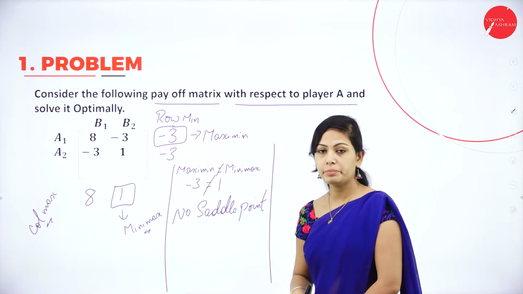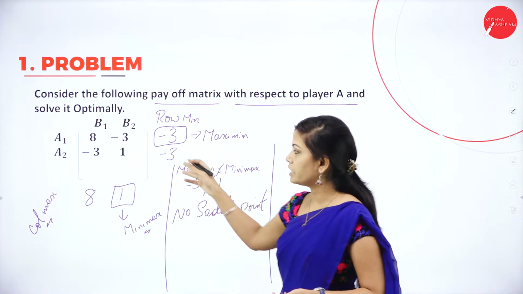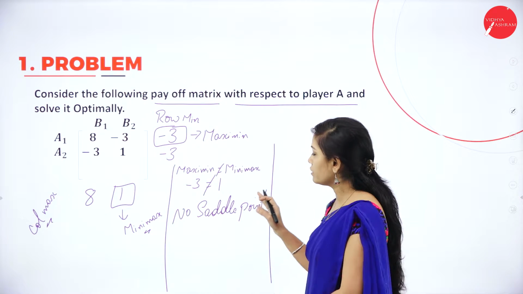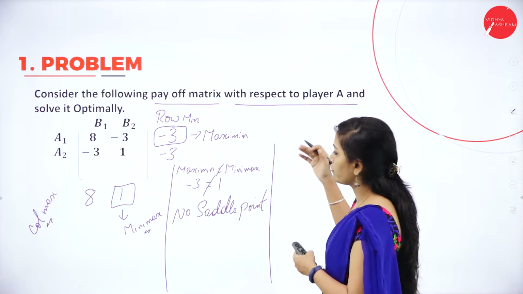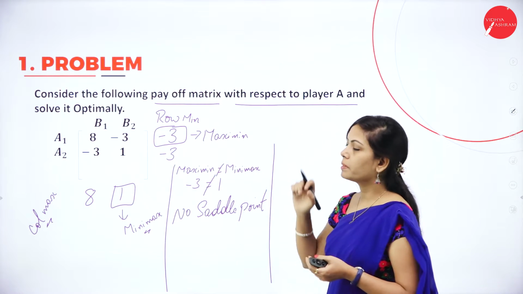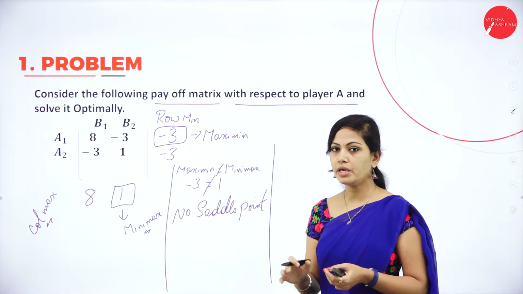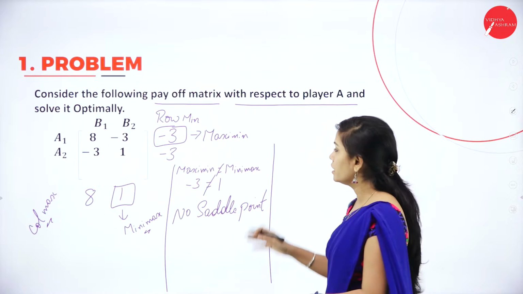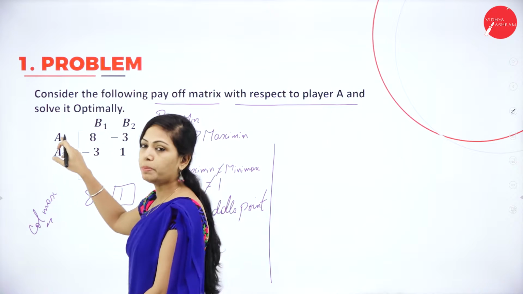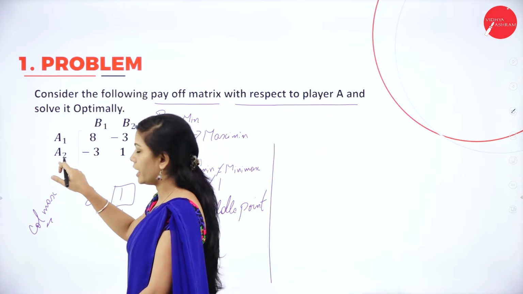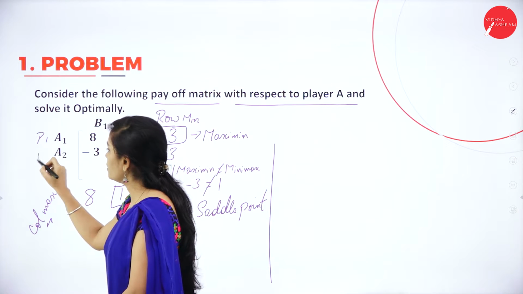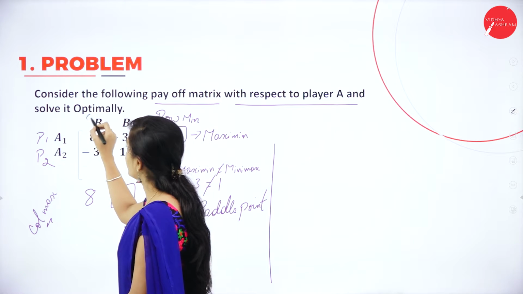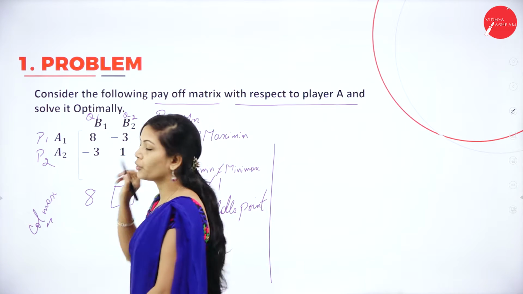If it is a saddle point, you can easily find the optimal strategy for player A and player B. It has no saddle point. If there is no saddle point, we have to use another method for finding the optimal strategy for player A and player B, and also we can find the value of the game. So here, we have to use another method. Now we have player A and player B. A1, A2 I will consider as P1 and P2, and B1, B2 I will consider as Q1 and Q2.